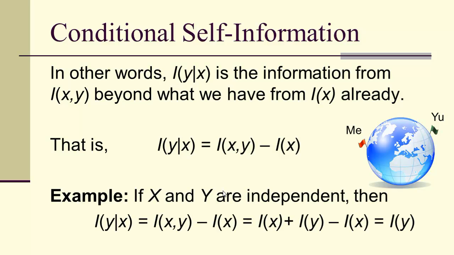So for example, if x and y are independent, then the information from y given x is just the joint minus I of x. But the joint, because they're independent, is the sum of the individuals, and that's I of x plus I of y minus I of x, and that's just I of y. So what we're saying there is that if we have independence, then the information gain, or the information difference, is exactly the same as the information generated by you, independent of me.